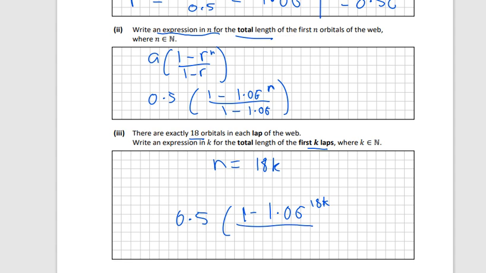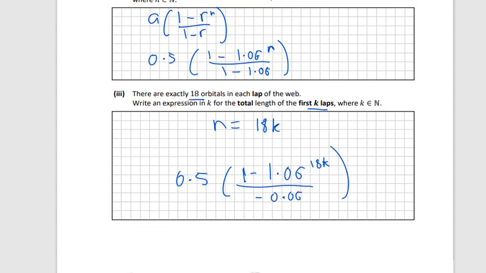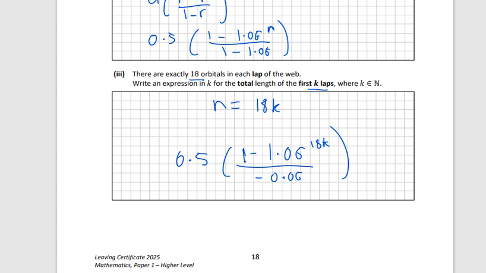So it's looking a bit messy now, but we don't have to do anything with it. So at the bottom there, you could simplify it into minus 0.06 if you want, but probably don't need to either. So that's all you can do. Just write the expression in k, so it's in k. So that's it.